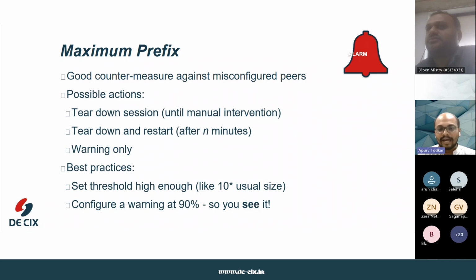For example, if I was receiving 10 prefixes from that neighbor, I could set it to 100. This protects you against major misconfigurations, including receiving a full routing table, like I suggested. You can also set a warning at a 90% value to alert you before hitting that threshold.